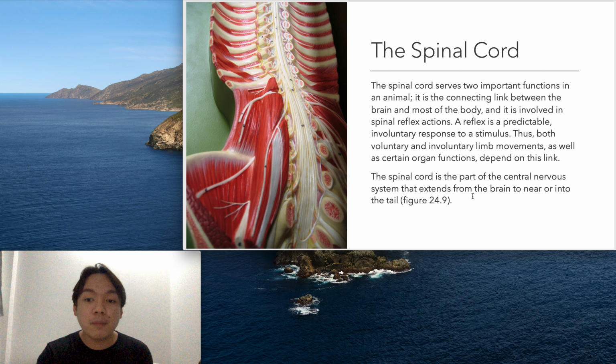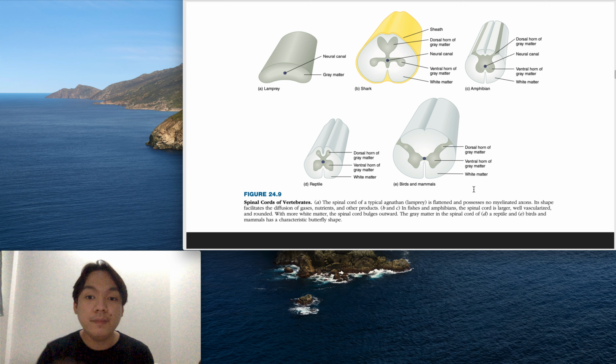And the spinal cord is part of the central nervous system, which extends from the brain to the tail. It is enclosed within the vertebrae of the axial skeleton of a mammal, starting from the cervical vertebrae and going down to the sacrum, or sacral vertebrae. So we have the spinal cords of the vertebrates here.